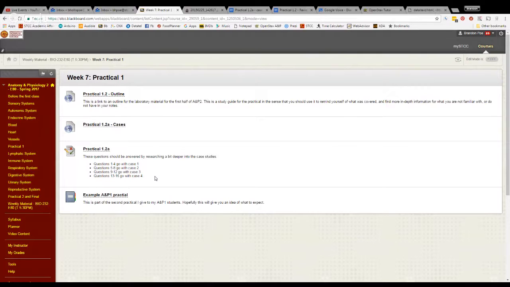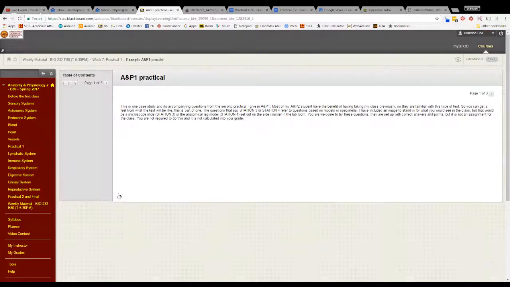Now, for the sake of this section of A&P 2 that did not have me as a teacher for A&P 1, I've included an example practical based on one case from the second A&P 1 practical that I give, just to give you an idea of what the test looks like. So if you click through here, first off, there's just an explanation of what I'm talking about. Any question that says station whatever at the beginning, that means that you're going to go look at a traditional practical type question. Okay. The case will be on the test.